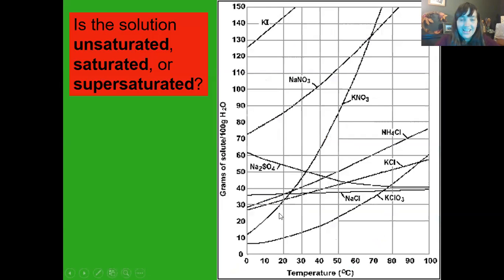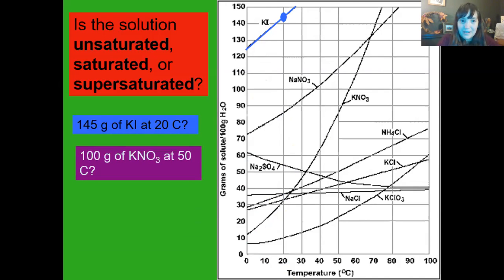Cool. All right, so we can also try to figure out if a solution is unsaturated, saturated, or supersaturated by looking at the solubility curves. So we'll start with this example. We've got 145 grams of KI, potassium iodide, at 20 degrees Celsius. So here's KI. Here's 145 grams and 20 degrees Celsius. Is that unsaturated, saturated, or supersaturated? Well, it's right on the curve. That means it is saturated.